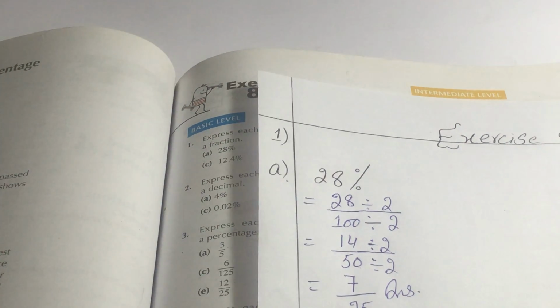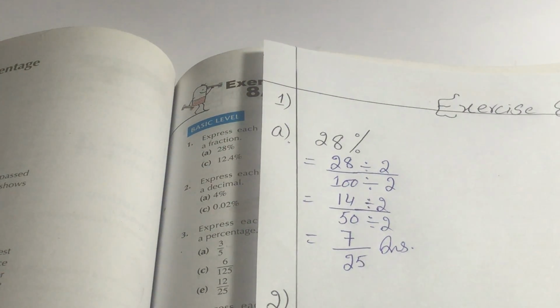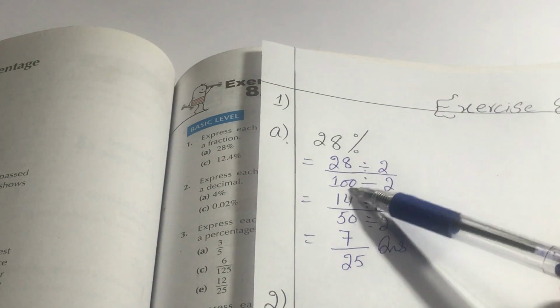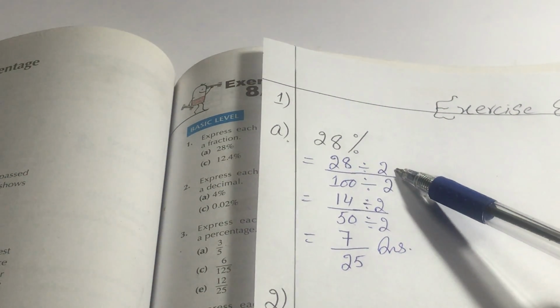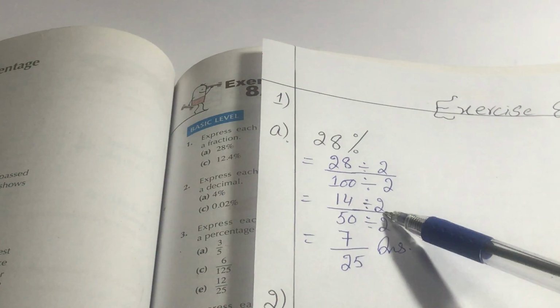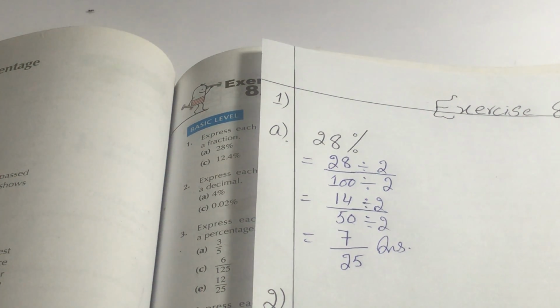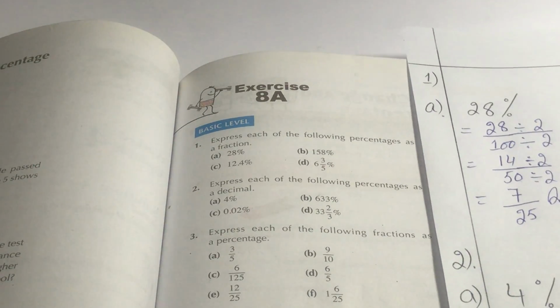This is your answer. Students, you can see I have divided 28% or 28 over 100 two times. One time with 2 and again with 2. So this means 28 over 100 is also divisible by 4. If you can judge that, you can directly divide 28 and 100 by 4, right? Okay. Now let's move to the next question.